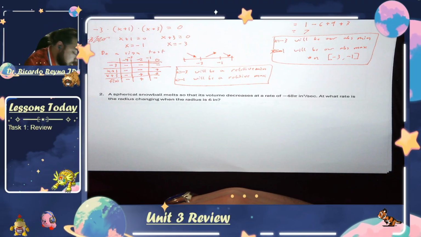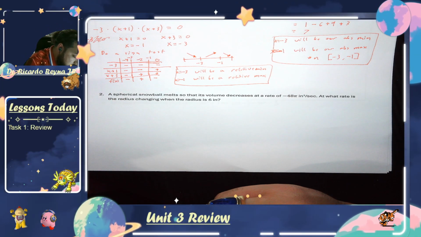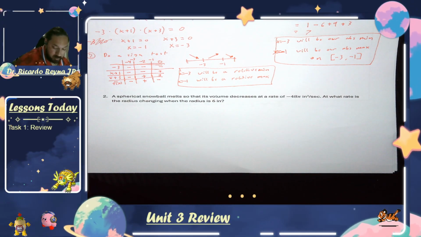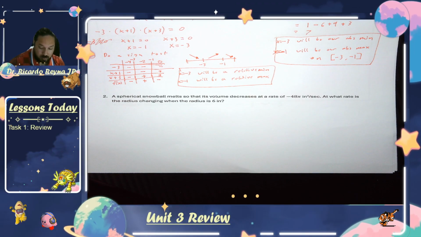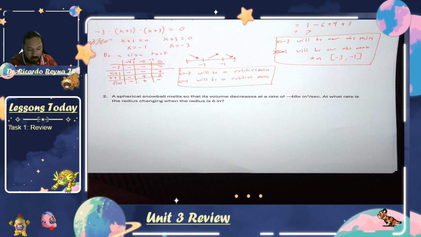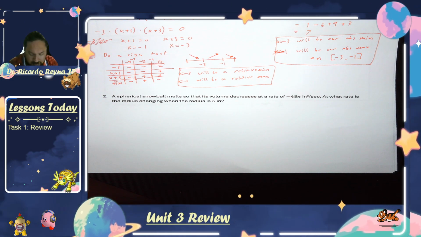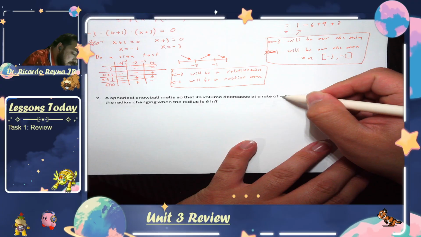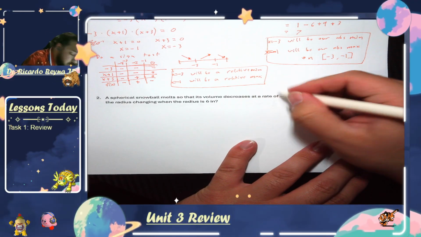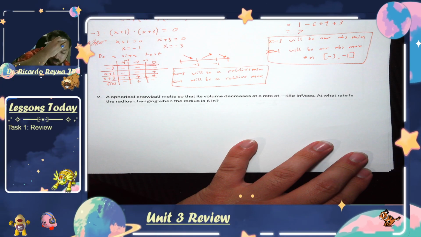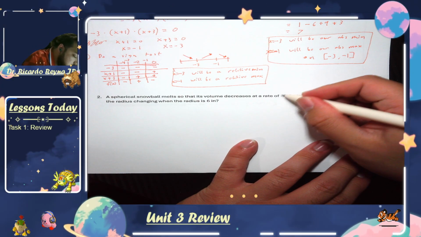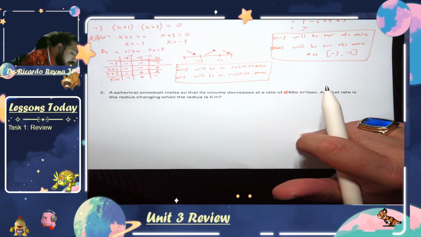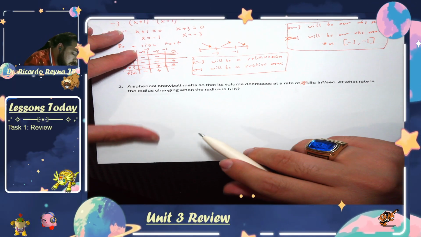Number 2 reads, a spherical snowball melts, so its volume decreases at a rate of -48 pi cubic inches per second. Okay. So, wait, is that a typo? Oh, this is a typo because decreases at a negative rate. The negative's already implied with the decreases, and my solution here includes a negative. So I'm going to go ahead and take that out. So you would say decrease at a rate of this. At what rate is the radius changing when the radius is 6 inches?